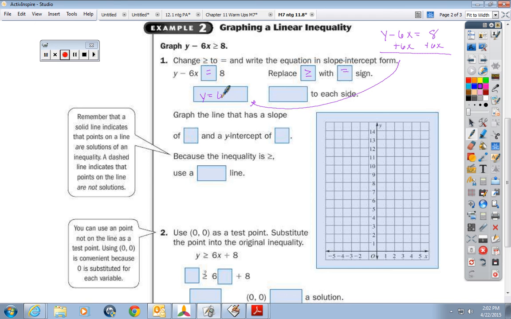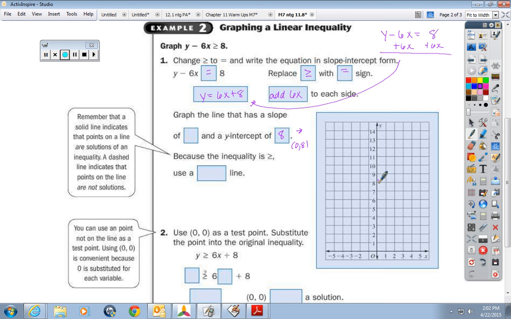I added 6x to each side. Okay, so now, is that in slope-intercept form from yesterday? Yes. Can I identify the y-intercept, where that line crosses y? What is it? It is 8. So it has a y-intercept of 8, which represents the point 0, 8, which is here. Now what's the slope?